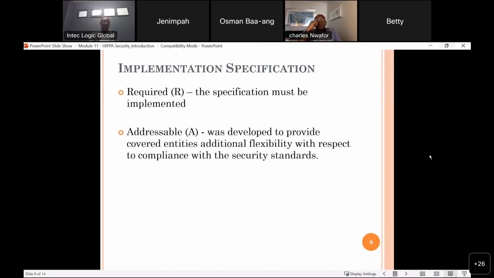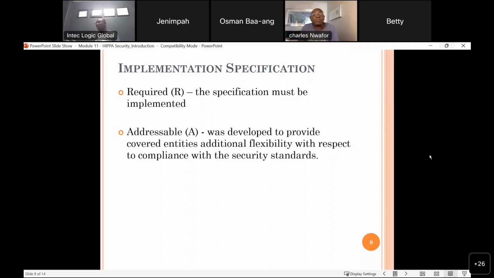As for this specification or this control or safeguard, you must implement it. You have no two ways about that. Addressable was developed to provide covered entities additional flexibility with respect to compliance with the security standard. So the second one is addressable. We have implementation requirements that are required and addressable. Addressable doesn't mean that you shouldn't do it. It means that you should do it, but you are given some form of flexibility.